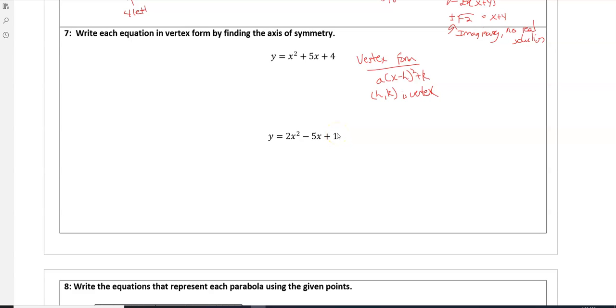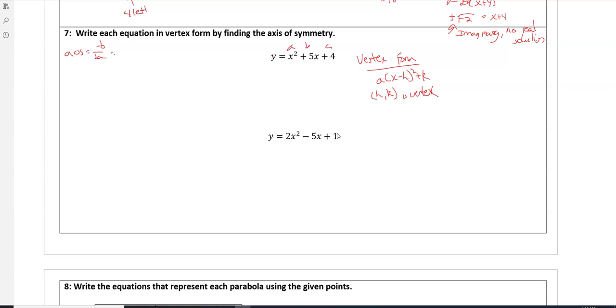All right, for number 7, I'll show you by hand and by calculator on this one. You can do it either way. It's good to know both just in case they ask you to do it by hand by finding the axis of symmetry. So remember, the axis of symmetry is equal to negative b over 2a, and this is a, b, c.